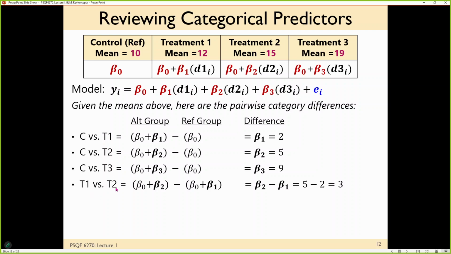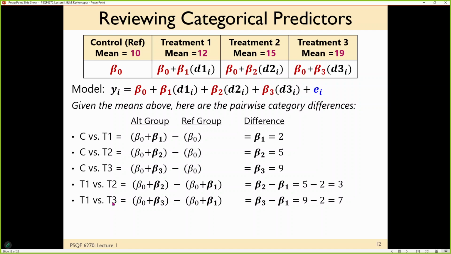So treatment 1 versus treatment 2. Here's the mean for treatment 2 according to the model. It's beta 0 plus beta 2. Cool. Here's the mean for treatment 1 according to the model. Beta 0's cancel, and I'm left with this. So there is a question on your bridge activity like this, trying to get you to recognize this idea. The difference between the slopes tells you the difference between the non-reference groups. So beta 2 minus beta 1, 5 minus 2 is 3. That is indeed the difference between the two.